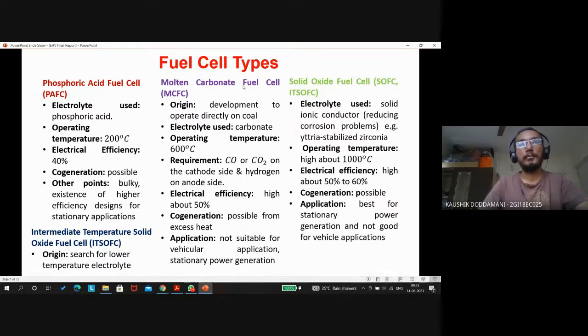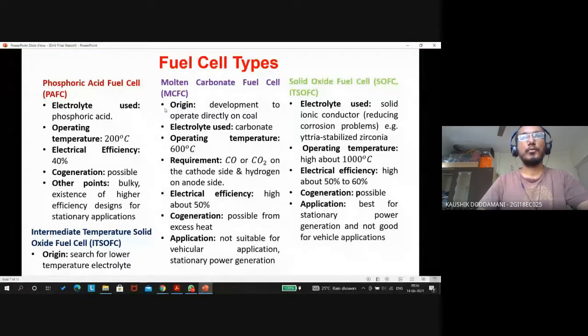Next comes the molten carbonate fuel cell, abbreviated as MCFC. This originated from the development of cells to operate directly on coal. There was a need where coal was supposed to be used for giving power. Once that research started, it originated to a fuel cell type known as MCFC. Here the electrolyte used is carbonate. The operating temperature, as you can see, is 600 degrees Celsius, which is quite high. And this higher operating temperature is also one of the reasons for it not being used for vehicular application.